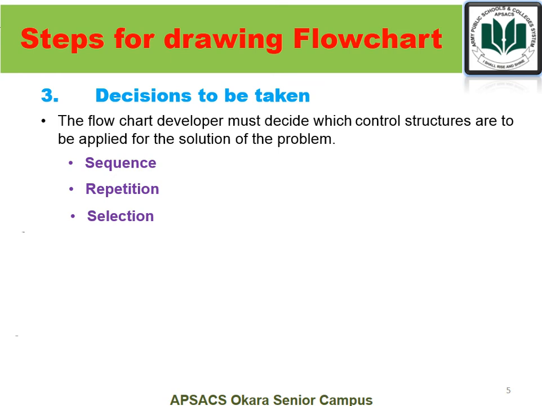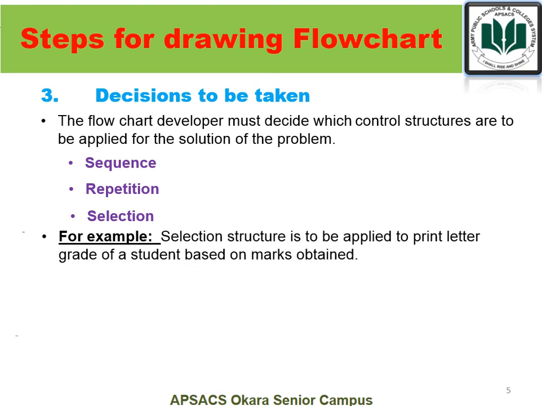All these three will be discussed in your chapters number 2, 3, 4 and 5. We will be discussing each of them. For example, a selection structure is to be applied to print the letter grade of the student based on the marks obtained. We have already discussed the problem of getting the letter grade of the student according to the marks.